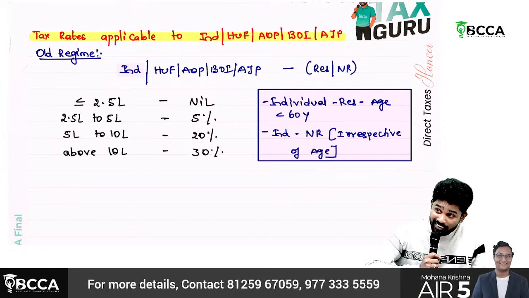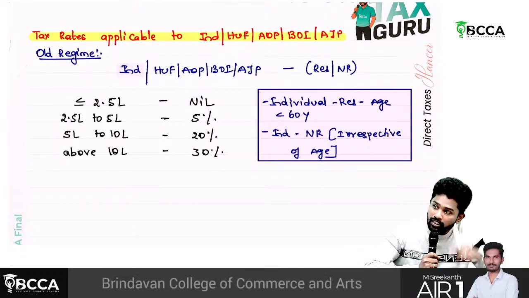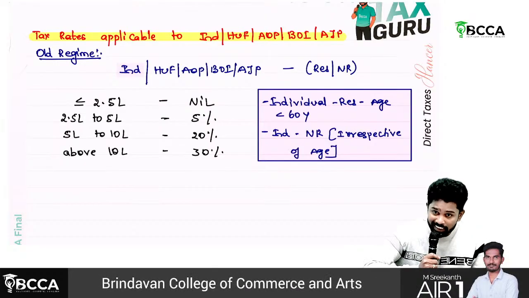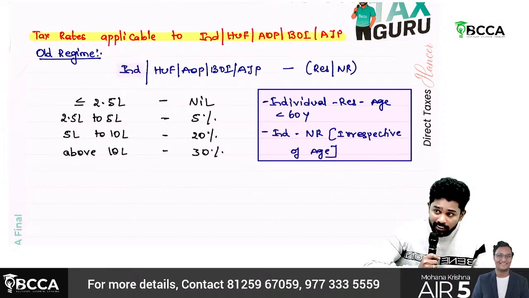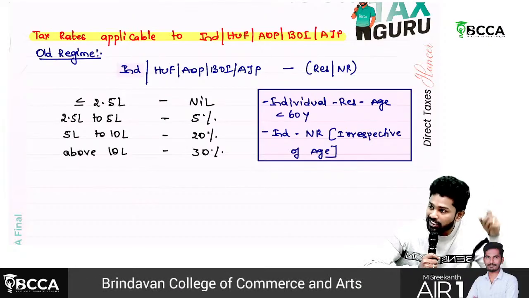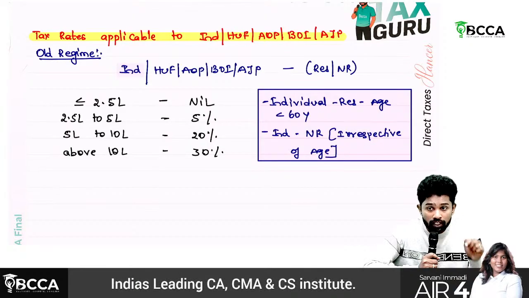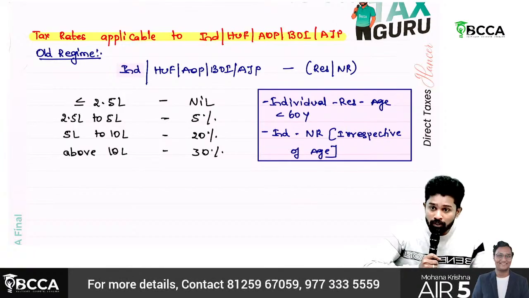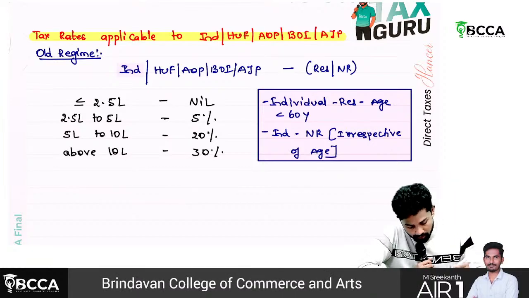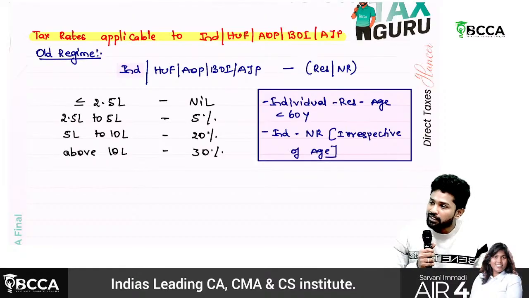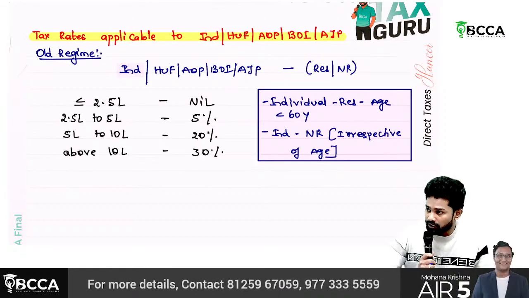Okay? If he is resident and a senior citizen, different slabs are applicable. If he is resident and age less than 60, then these slabs are applicable. If he is resident but a senior citizen, I mean age greater than or equal to 60, then these slabs are not applicable. Only to a non-resident, irrespective of age, these slab rates are applicable. If he is a resident individual, age should be within 60. For HUF, AOP, BOI and AJP, we are not considering the age factor.